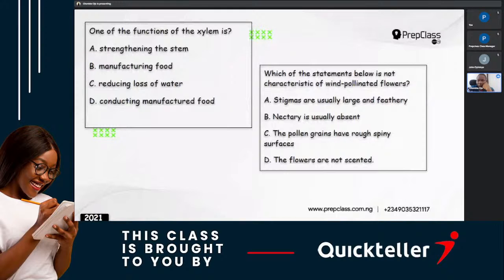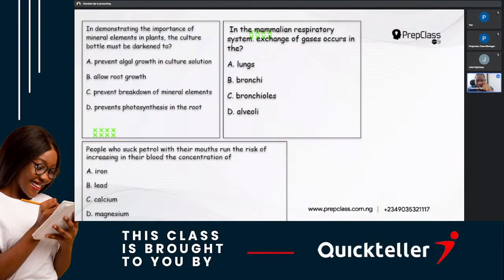So where did this stop before? People who suck petrol with their mouth run the risk of increasing in their blood the concentration of. Hello? Hello, can you connect with the student? Petrol. Okay. So people who suck petrol with their mouth run the risk of increasing in their blood the concentration of.